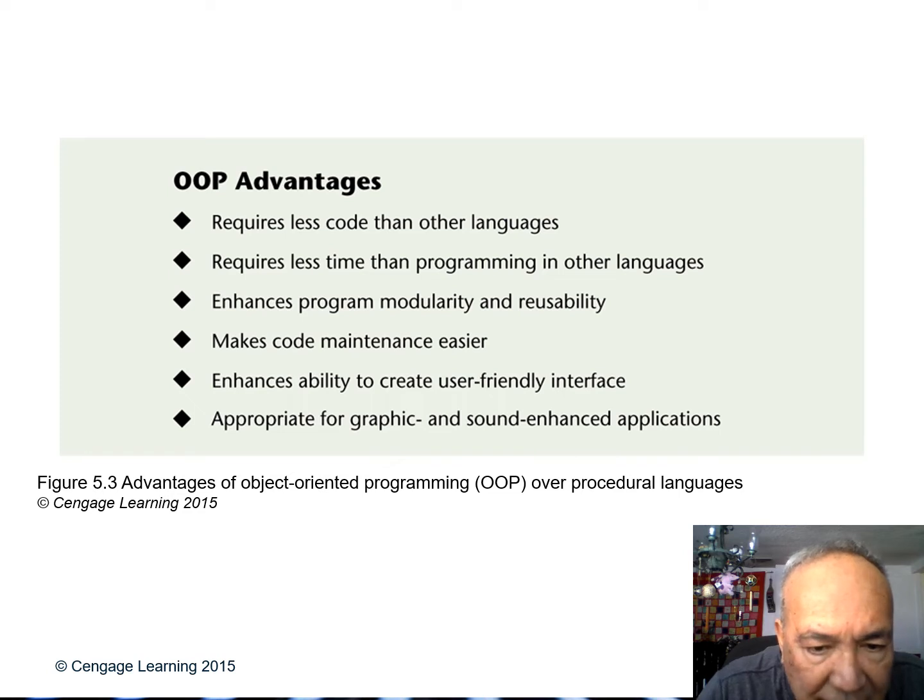So object-oriented advantages: requires less code than any other languages. Okay, requires less time programming than in other languages, enhances the program modularity and reusability, makes code maintenance easier. Okay, so these are some of the advantages of object-oriented programming. It's a very easy language. It's a very easy language to use.